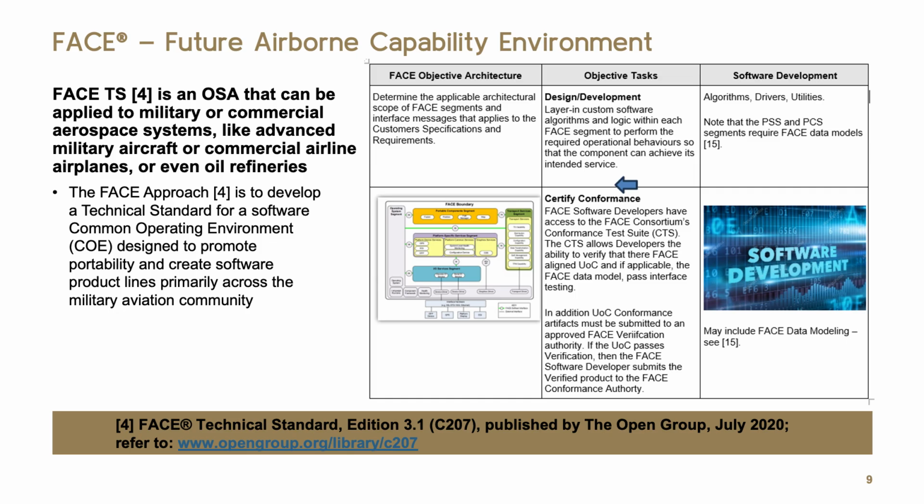So following along with the other ones, we have the FACE reference architecture. Again, you determine the scope that you need to implement for your standard. In terms of the FACE, they have 5 particular segments identified with the different colors: PCS, TSS, PSSS, IO, and the OS. You figure out what you need to do to implement the capability or architecture. You layer in the custom algorithms and logic for the FACE segments.